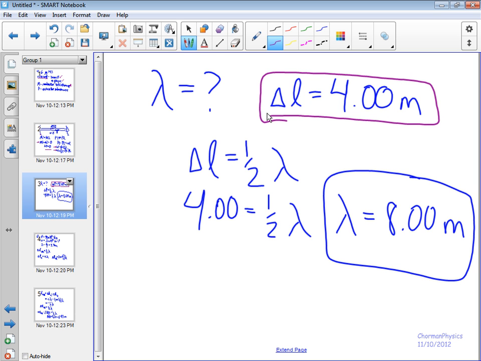We know that the path difference must be 1/2 lambda in that distance traveled to get there. So 1/2 lambda is equal to 4 meters, therefore lambda must be 8 meters, for us to have constructive interference in the middle and then destructive interference 2 meters to the side.